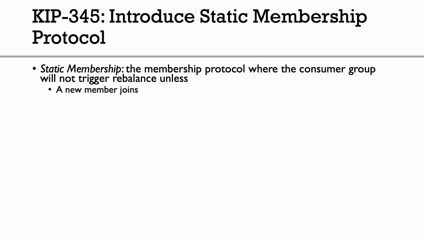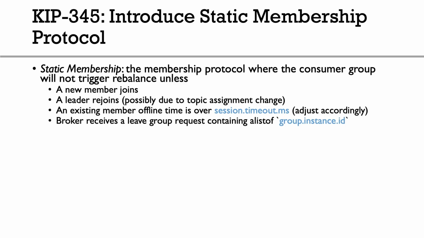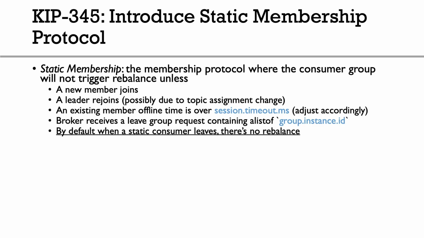So it will still trigger a rebalance if a new member joins the group, if a leader rejoins the group, maybe because there's a topic assignment change, or if an existing member's offline time is over session timeout milliseconds. That means that if your consumer is down for over 10 seconds by default, it will still be out of the consumer group and it will rebalance. Or if the broker receives a leave group request that contains internally this new setting called group instance ID. But by default, the contrast is that if a static consumer leaves a group, there won't be any rebalance because from a static membership protocol perspective, it is expected to come back.